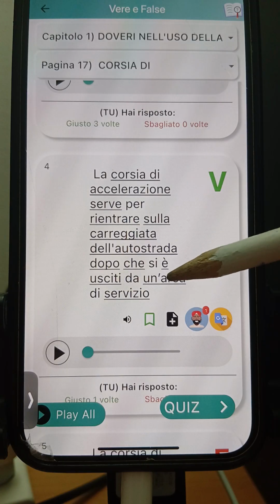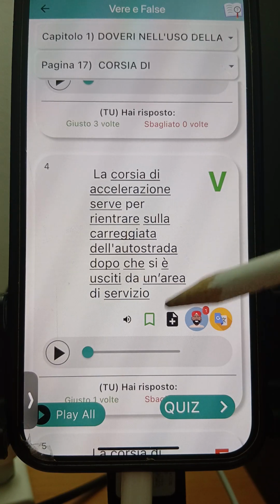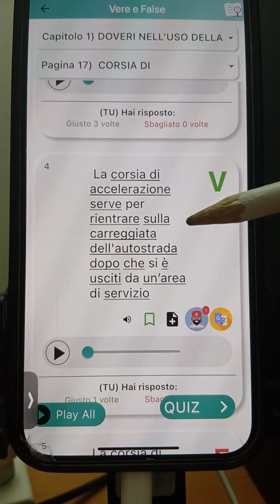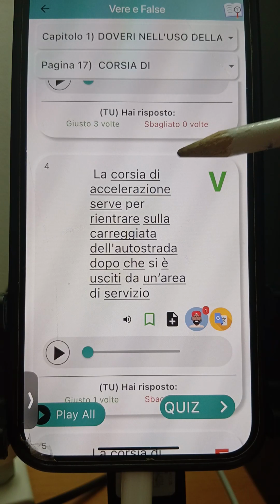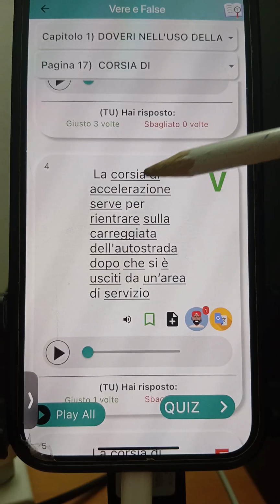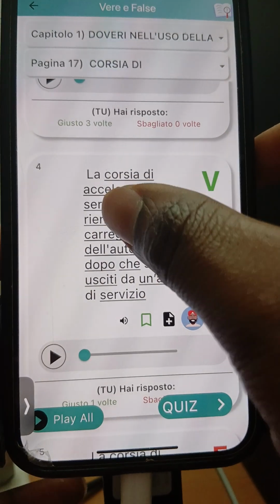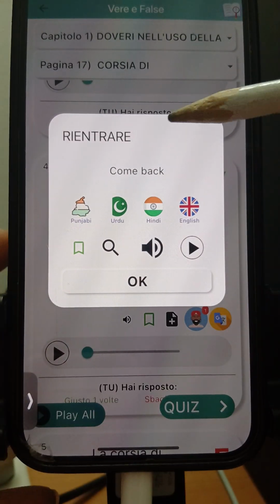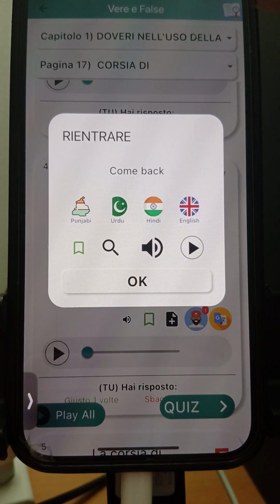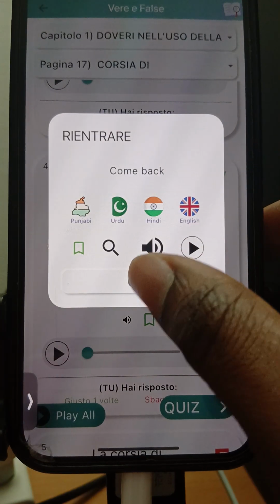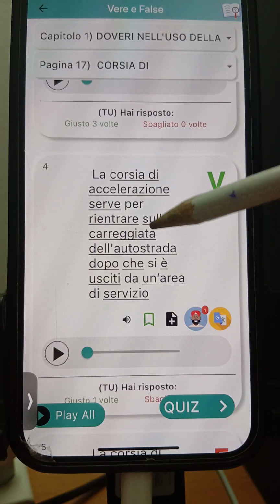maybe from strada urbana, like strada secondaria, you want to go into the flow of circulation, what will you use to enter autostrada? That is what we call corsia di accelerazione. Rientrare means re-entry, come back is the same thing. Please write or take a screenshot.